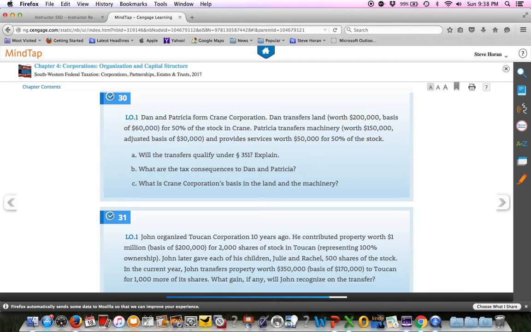Crane either has a deduction of 50 for the services provided by Patricia, or has $50,000 to capitalize as organizational expenses. So they can elect how they want to treat the $50,000 that Patricia received. They can either just say it's a business expense or capitalize it as organizational cost, kind of up to them.